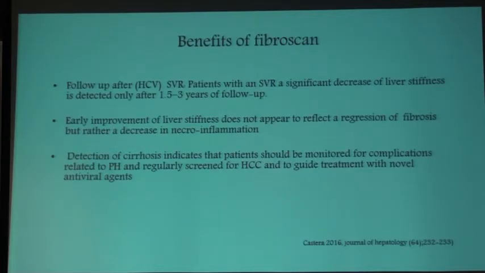What about the benefit of FibroScan? Actually, we can follow up hepatitis C virus after SVR. Early improvement of liver stiffness does not appear to reflect a regression of fibrosis, but rather a decrease in the necroinflammation, when we have a patient with high liver enzymes before treatment and we get a certain figure by the FibroScan, then repeat the test after cure. The significant reduction is first due to the reduction of the inflammation, not a real regression of cirrhosis. The real regression of cirrhosis starts 1 to 3 years after follow-up. This is an important point. Cirrhosis, yes, established cirrhosis.